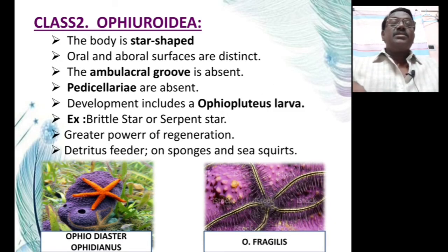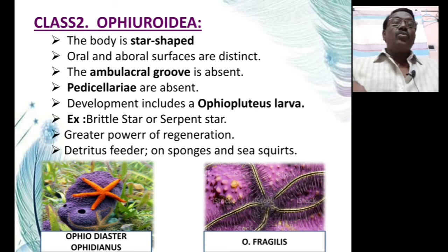The second class is OPHIUROIDEA. Here also the body is star shaped and the oral and aboral surfaces are distinct, but here the ambulacral groove is absent. Pedicel areas are also absent. And the development includes the Ophiopluteus larva. The example is brittle star or serpent star. By the name itself, Ophio means snake-like.